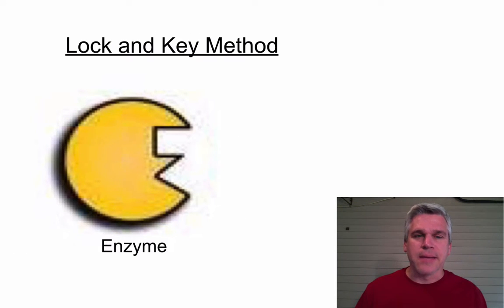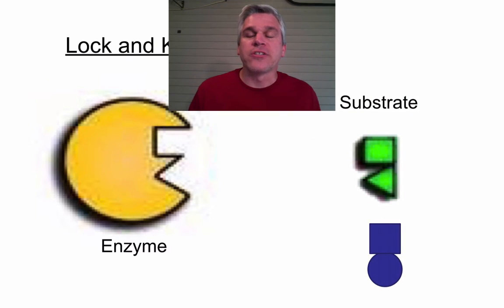Here is an enzyme. Now I am just using a geometric shape to represent the enzyme. I want to make sure that you get something similar to this in your notebook. We know that enzymes don't really look like this, but it helps us to explain this process. And let's draw some substrates. Now a substrate is a molecule that the enzyme will act on. So I have two different substrates here.